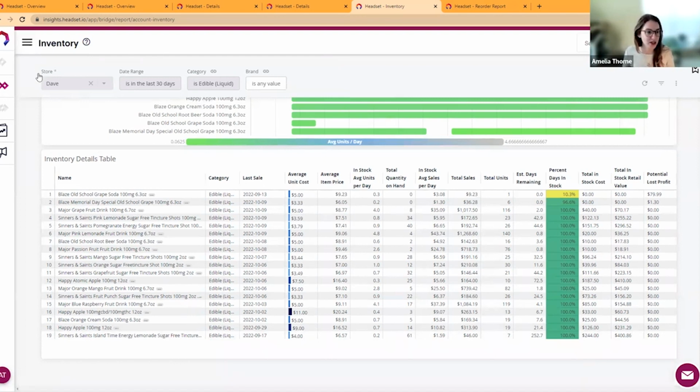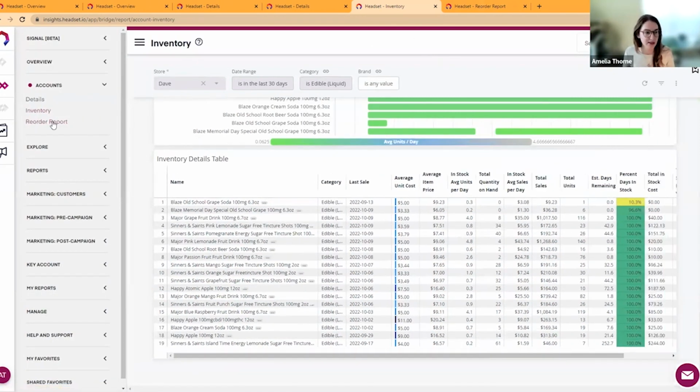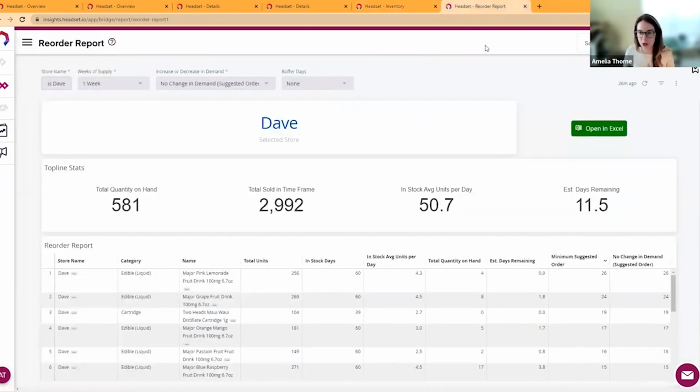The next thing I want to jump into is the reorder report. That's going to be right under inventory. This reorder report really aims to take the guesswork out of placing or sending reorders. And keep in mind that your retailers will have this exact same view on their end. So you can look at the same type of information together and make data-backed decisions as a team, rather than just dictating or telling them you need to order X amount of this product because Headset said so. They have the power to look at it on their end as well and understand where that decision is coming from.